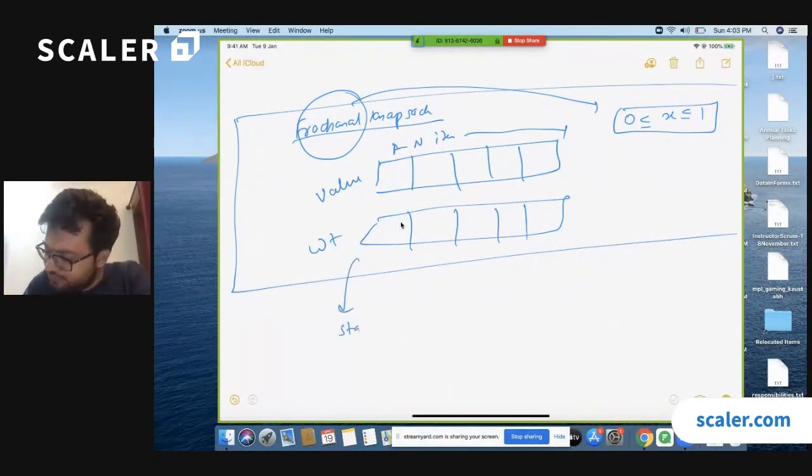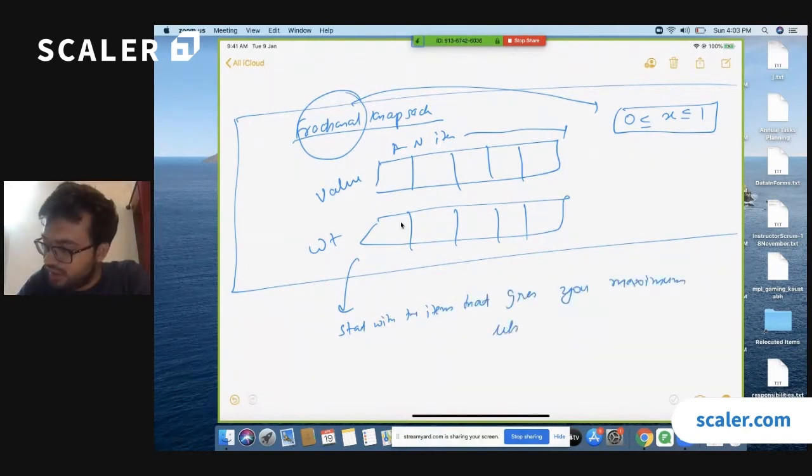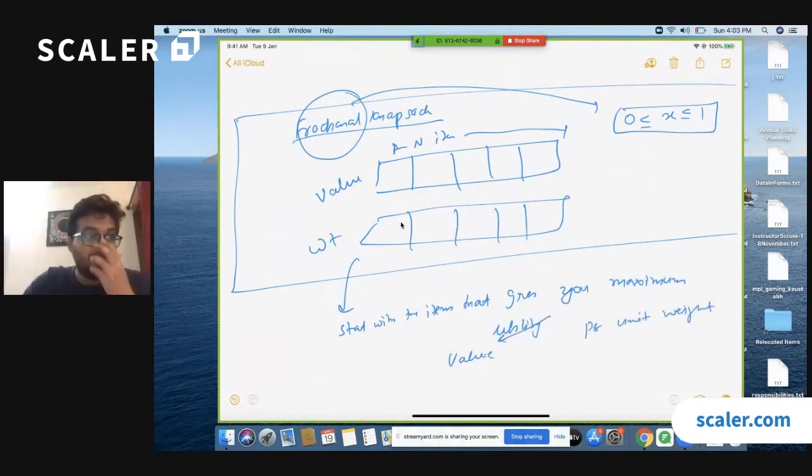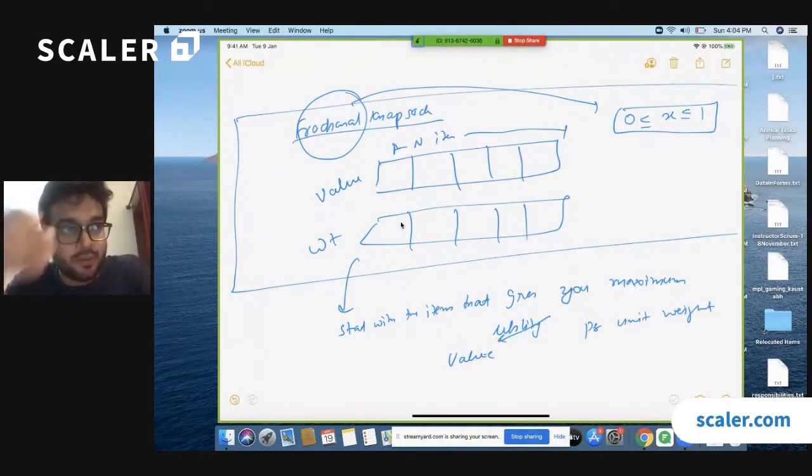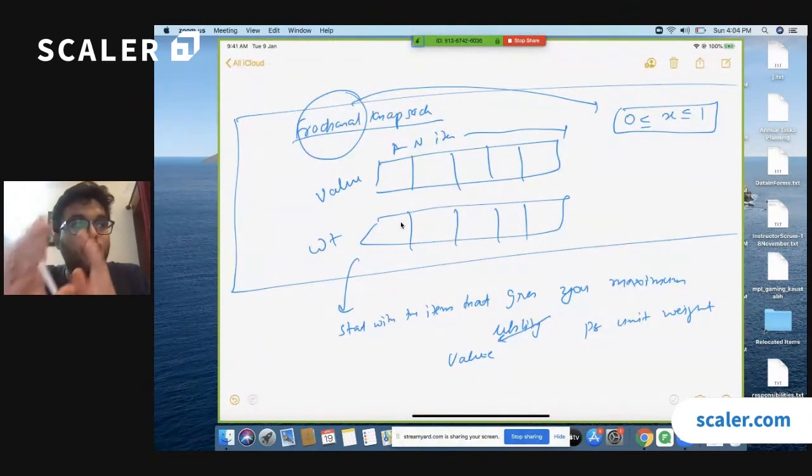You start with the item that gives you maximum utility, where utility means value per unit weight. Why will this work? If I select the item that gives me the maximum value per unit weight, I am making the most out of that weight. Does that make sense? I am definitely making the most out of that weight.